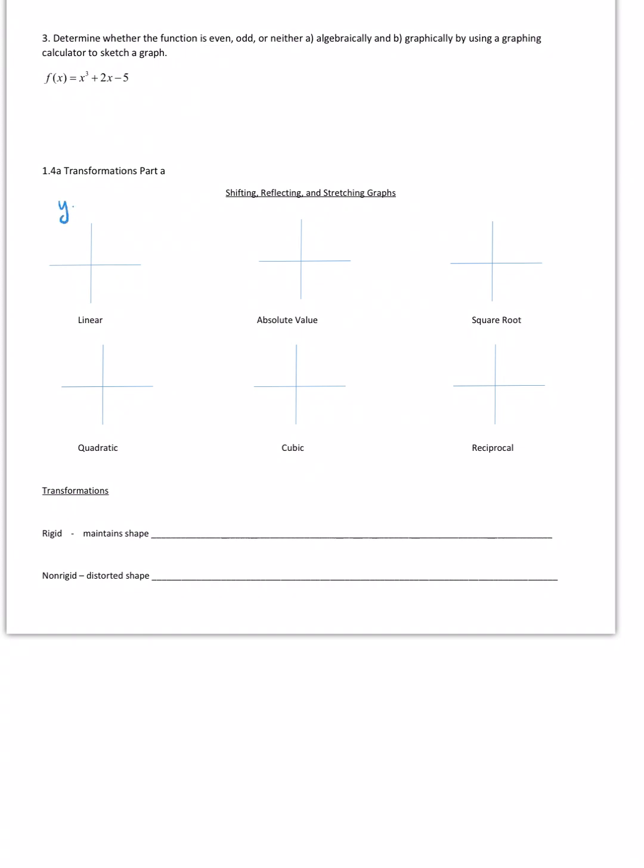Linear is y equals x, and that's your basic function you learned about in Algebra 1. It's just a straight line that goes through the origin with a positive slope. Then you learned about the quadratic function in Algebra 1 also. This one is y equals x squared.